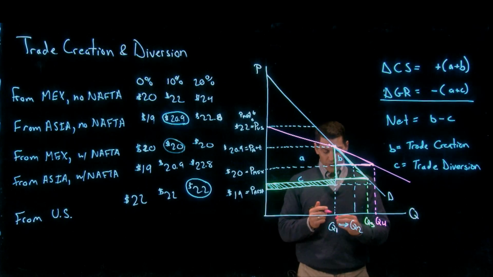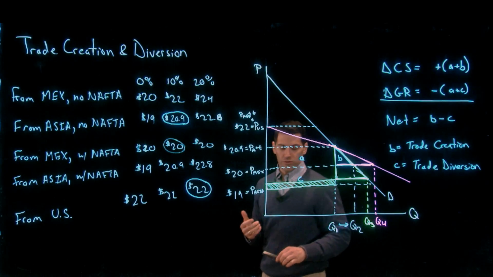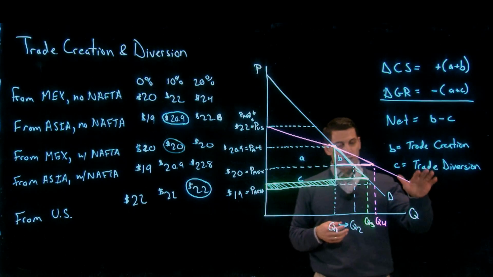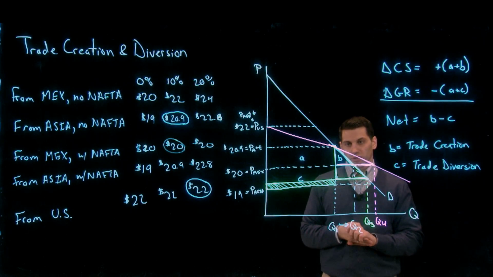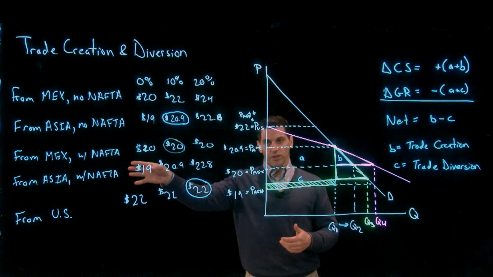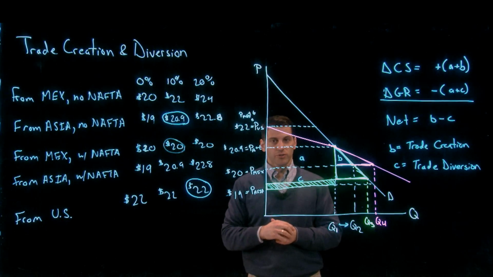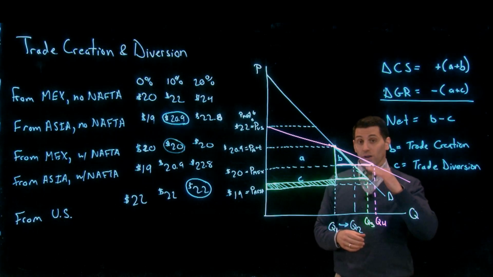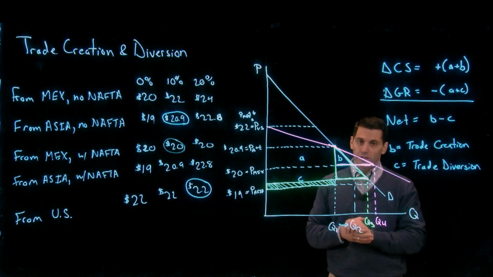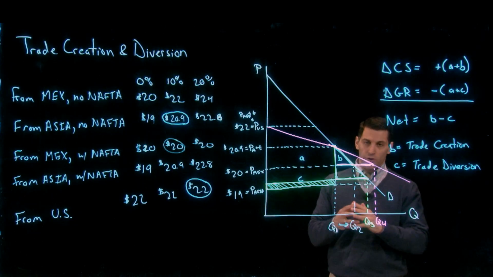Okay? So two key things you want to look at when you're trying to figure out what's likely to dominate, the trade diversion or the trade creation effect. You have to consider the cost difference between the two potential suppliers, the Asian auto parts producers and the Mexican auto parts producers. And you also have to think about how much of a trade creation effect we're going to get, which will depend on the elasticity of demand for auto parts. Okay?